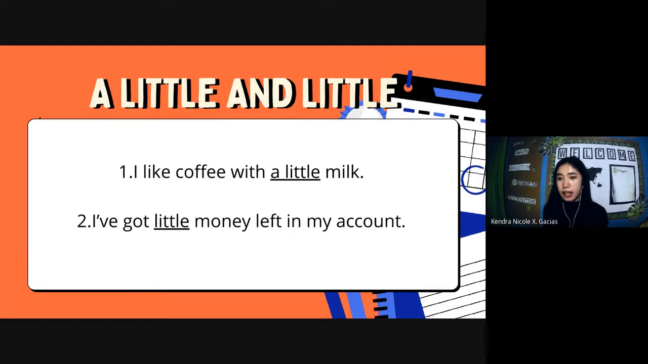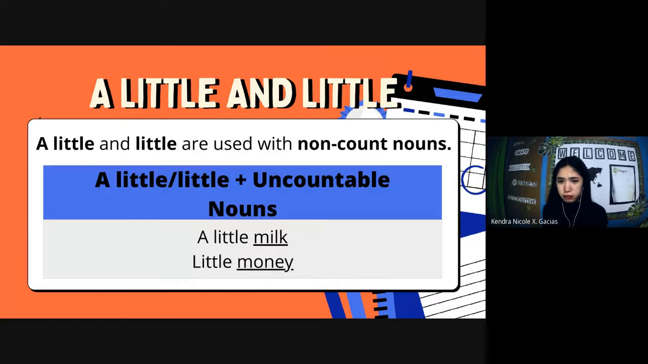All right, so proceed to the next slide. Just like what Mena said, there is a pattern. So a little and little are used with non-count nouns or uncountable nouns. So that is the pattern: a little, little plus uncountable nouns. And the given examples are a little milk, little money. So what are the underlined words, Karen?